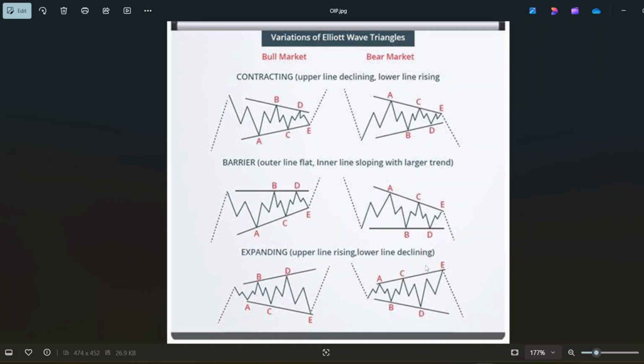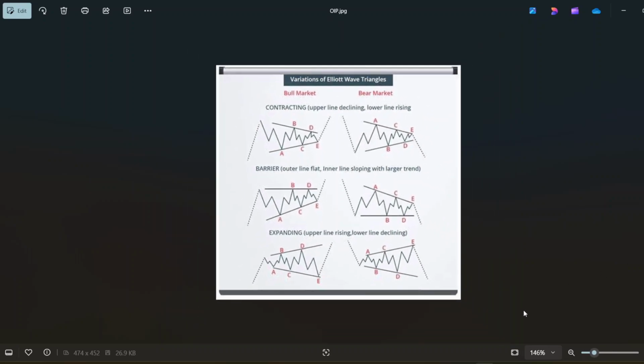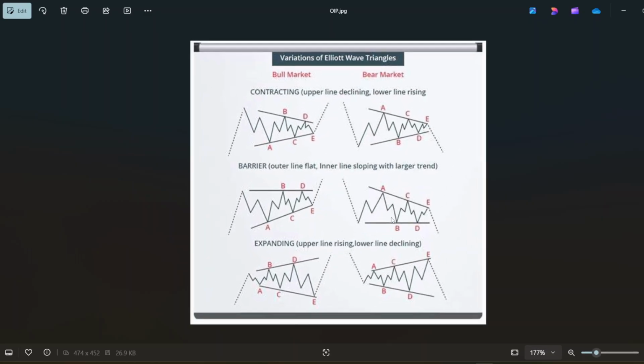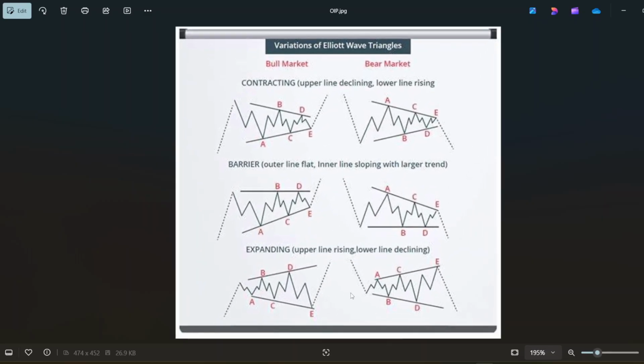Then finally, we have broadening triangles. Okay, broadening triangles are similar to expanding triangles, right? But they tend to have more erratic price action. The lines can spread out significantly as the market becomes more volatile. So trading these patterns can be tricky, but if you manage to spot them, they can lead to some big moves. Okay, now that we know the different types of triangle patterns, let's talk about how to spot them.